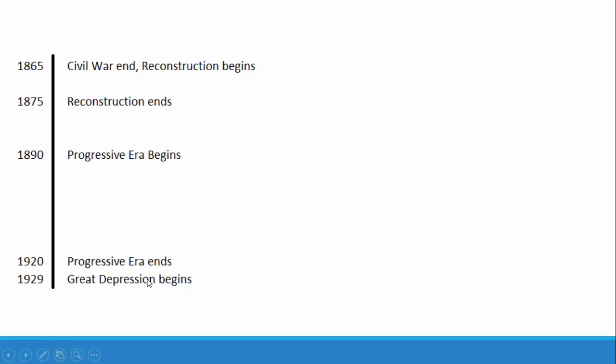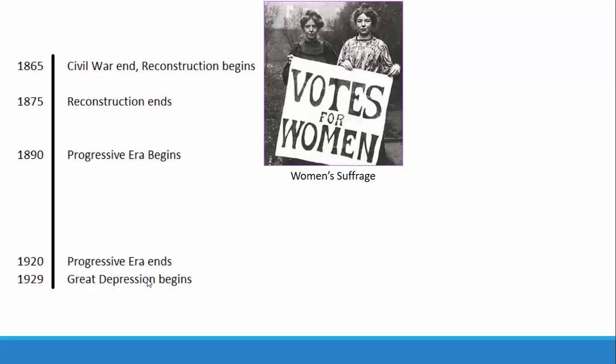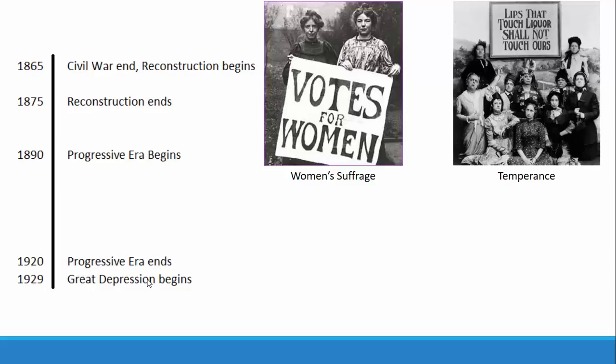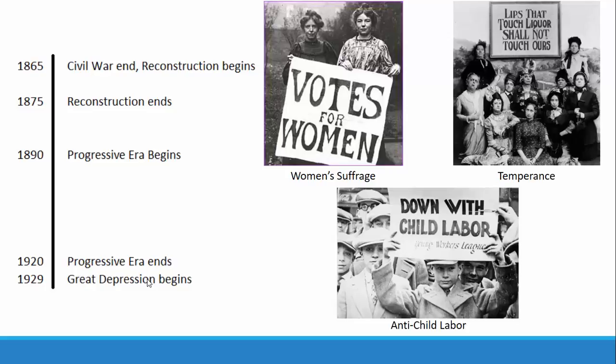Some of the things that people fought for in the progressive movement: progressives fought for women's suffrage, which again means the right for women to vote. They fought for the temperance movement, and that was the movement to end the sale of alcohol in America. Again, this was successful. We had an amendment that banned alcohol sales in America, but that was eventually repealed. It was removed. That's why people can buy alcohol today.